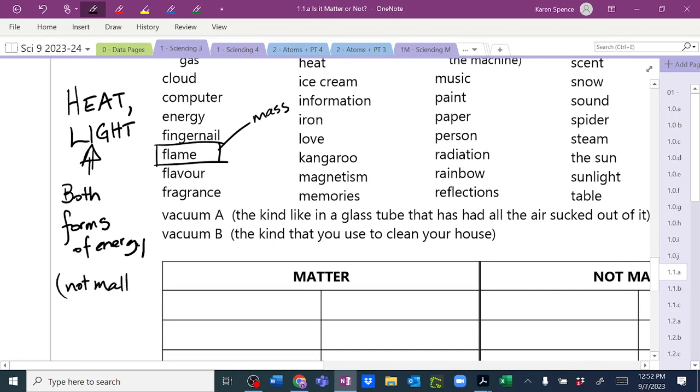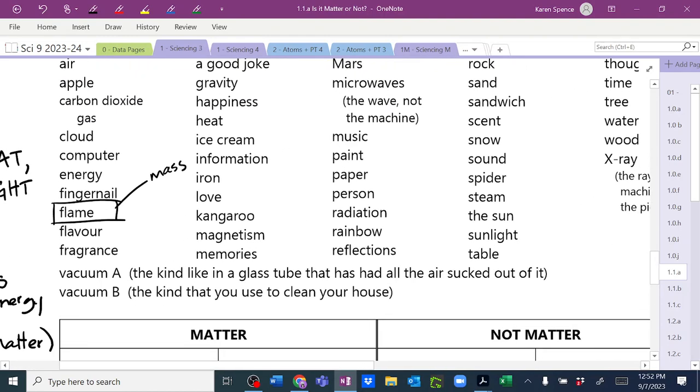You can get energy released when one type of matter is turning into another type of matter. So if we're burning a log and we get the flame, we get the heat and the light released as the log turns into ashes and carbon dioxide and smoke and that kind of thing. Yeah? Any other ones that were confusing? Yes? Steam. Yes. Pardon me? You put it as matter. I would agree with you. Yes. Steam.